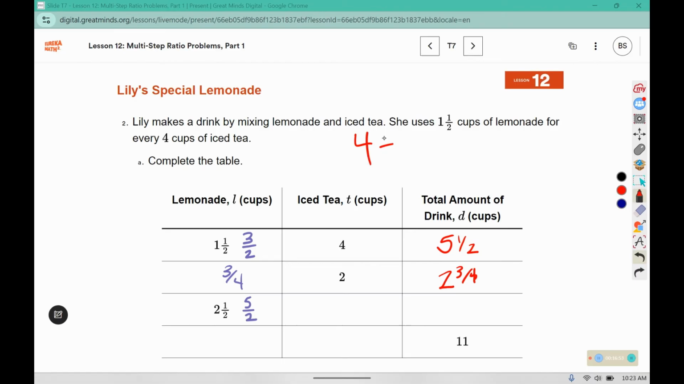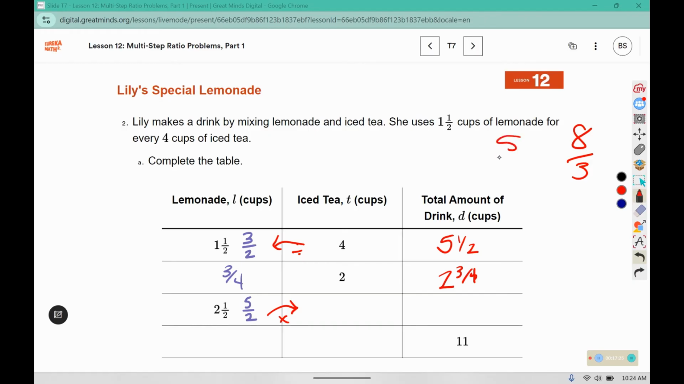Four divided by 3/2 will tell us what that constant is. We're going to flip it and multiply. 4 times 2 is 8. 1 times 3 is 3. So our constant of proportionality here is 8/3, or our ratio. The value of our ratio is 8/3. So to get from here to here, we divide, but to go the other way, we multiply.